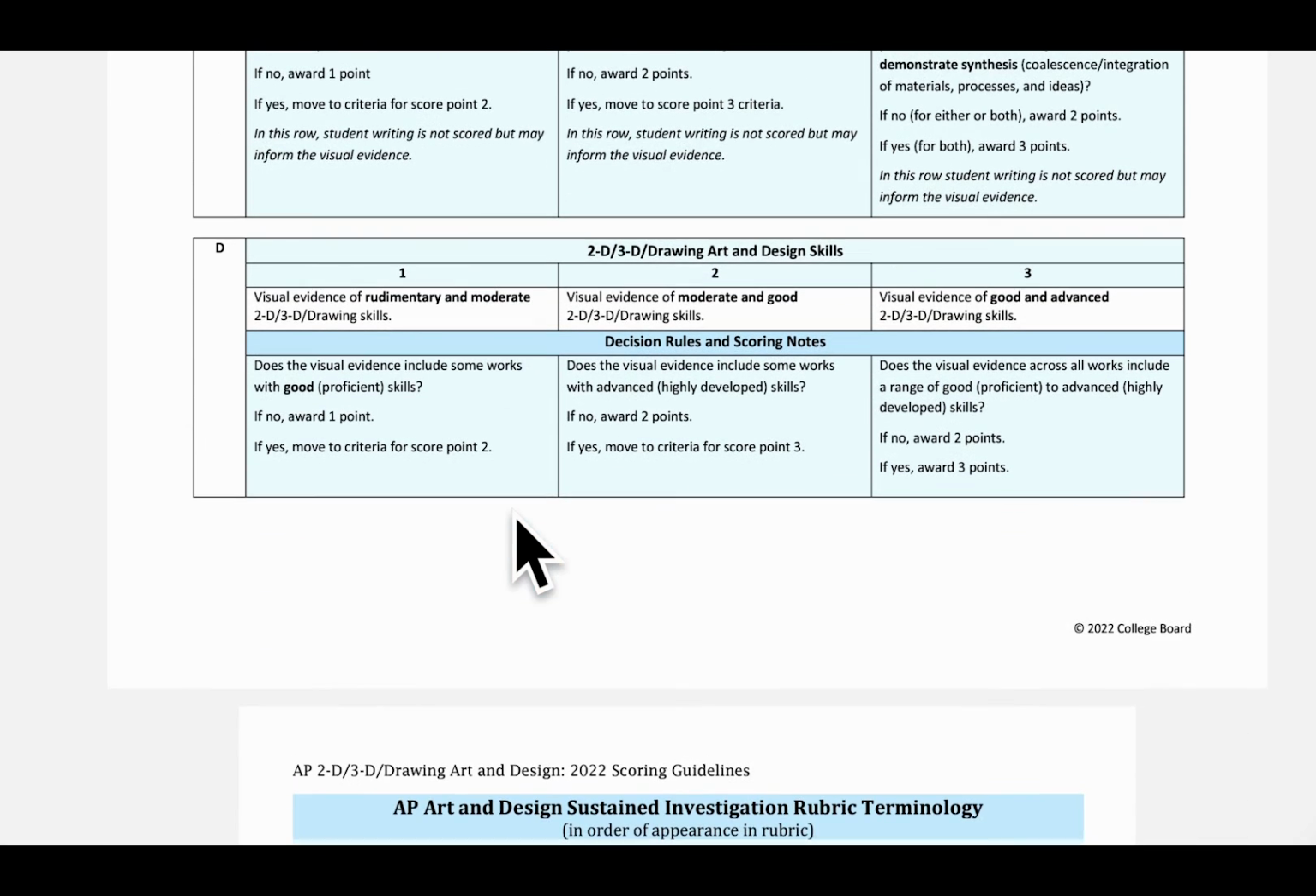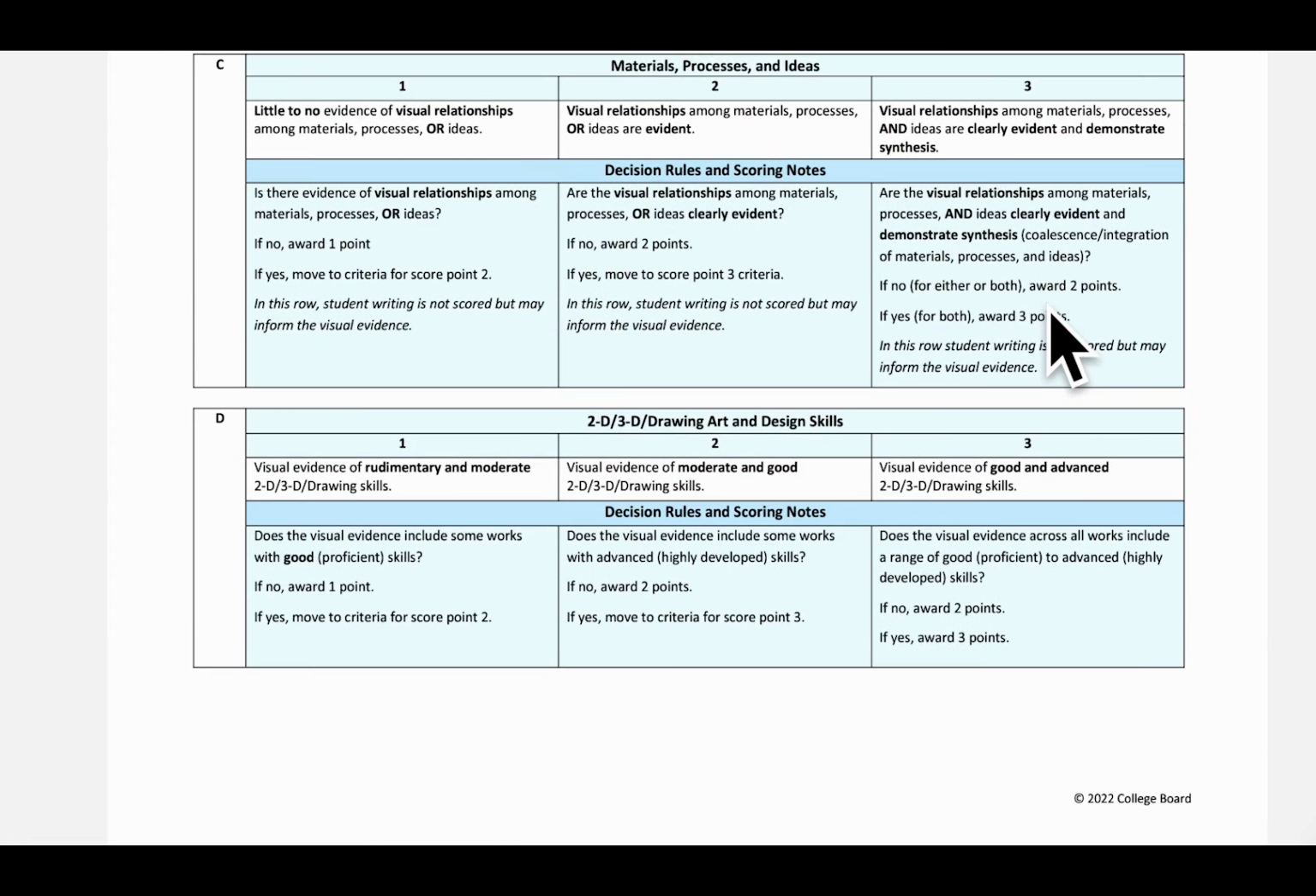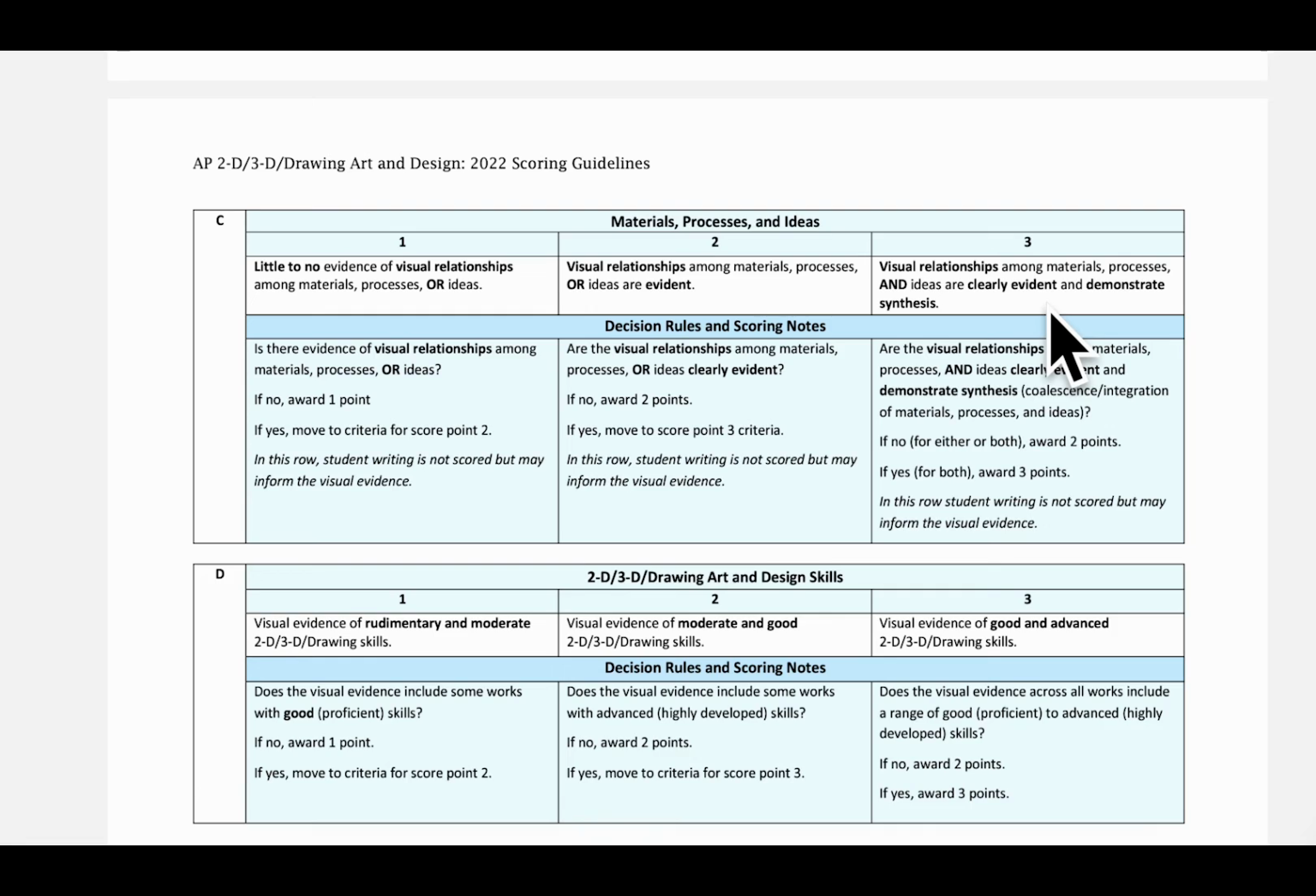And then last category is your 2D, 3D, or drawing art and design skills. Now they're looking at what is your artistic skill? Is it rudimentary, meaning kind of beginner, or moderate? Is it moderate to good? Is it good and advanced? Okay, so your skill is really going to come into play here, but it's only one of the 4 categories.